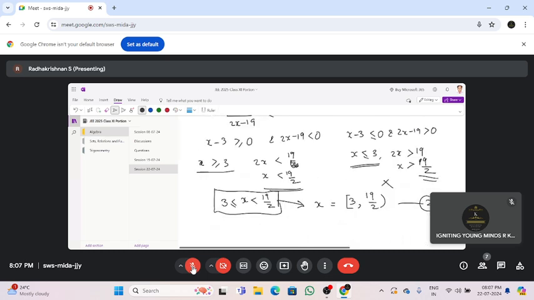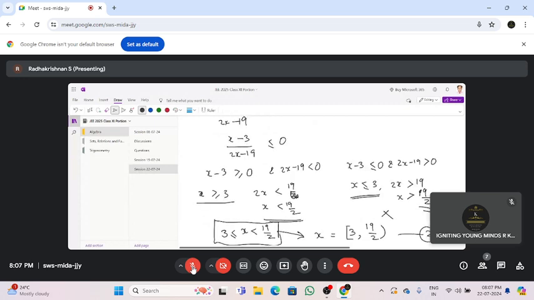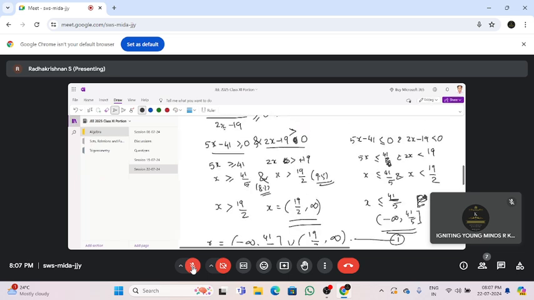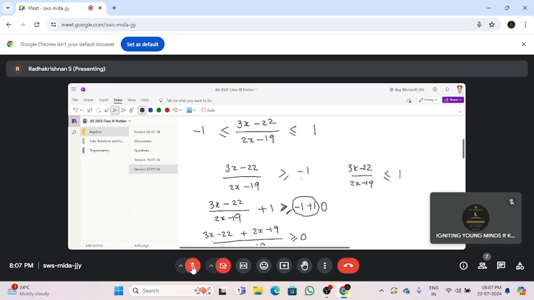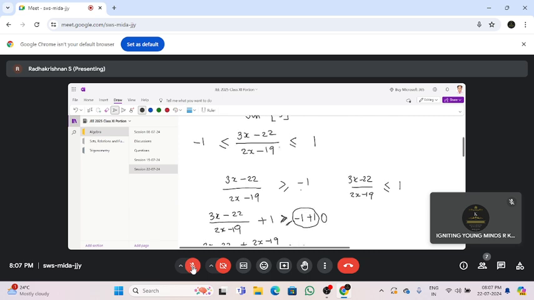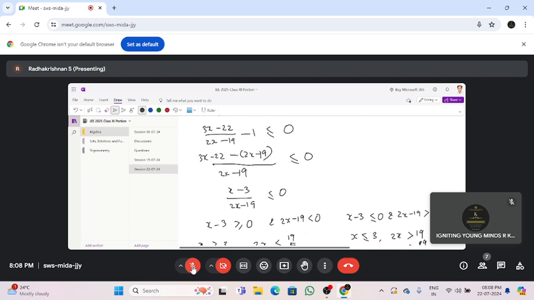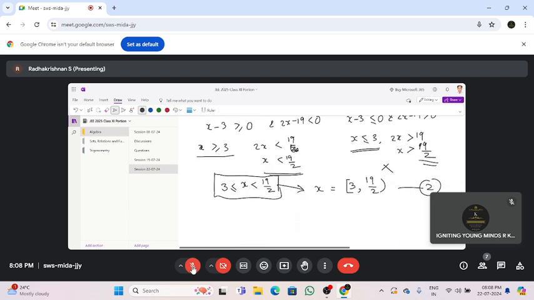So for these two conditions, is it or, or and? One is greater than or equal to minus 1. Second is less than or equal to 1. It is and. Both should be satisfied. Right? Both should be satisfied for this fraction to be between minus 1 and 1. So both equations 1 and 2 should be satisfied. So you write both and see which value of x satisfies both.